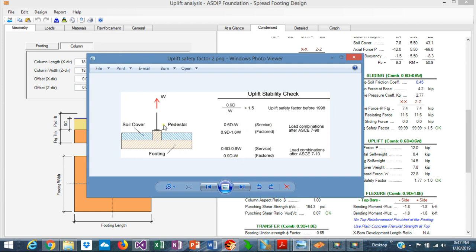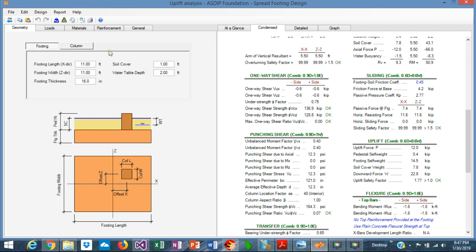So basically we are defining something like this: a short pedestal with a steel column and an uplift load, a soil cover and a spread footing. Soil cover 1 foot. Let's get rid of the water table. Let's put the water table down there so it's not a factor.